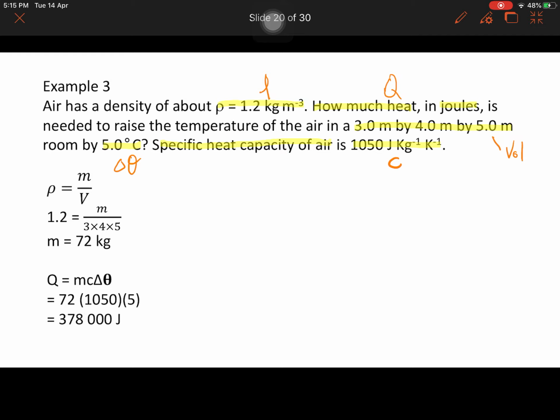Now can I leave my answer like this? Notice all our values here are given to 2SF, right? So you need to write it in 2SF, which would be 3. Sorry, is this even 72 times 1050 times 5? Yeah, exact. So it'll be 380,000 joules. You can also write it in standard form, so it'll be 3.8 times 10 to the power of 5 joules.